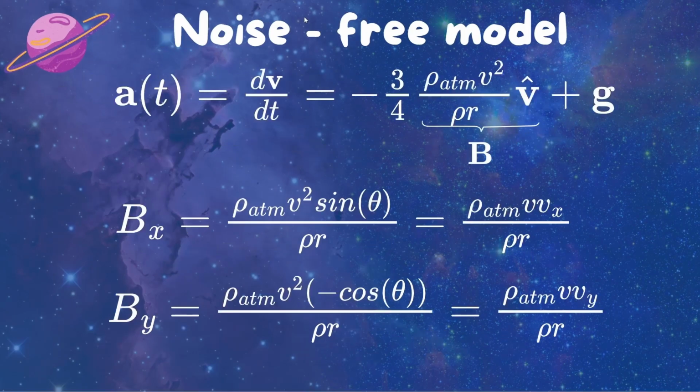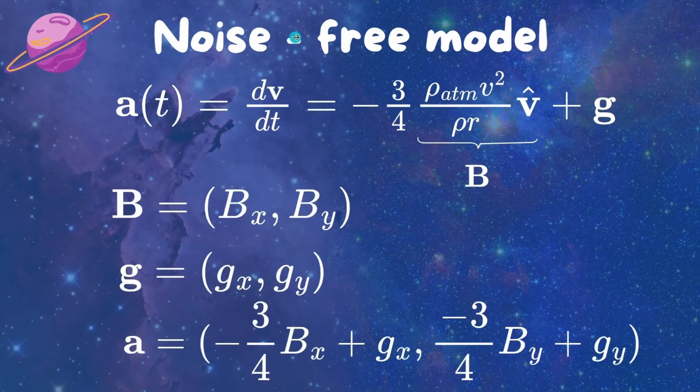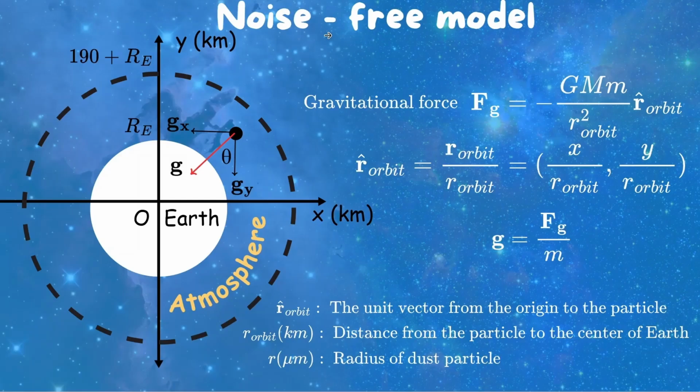Finally, we decompose the acceleration into its x and y components. We can see its components ax and ay are the sum of the air drag and the gravitational pull in that direction. To calculate bx, we just need to multiply v squared by sine, while by is v squared multiplied by minus cosine. Now, to determine the exact two components of acceleration, we also need to find gx, gy. When the particle is at the position shown in the figure, we have the formula for gravitational force acting on the particle, in which r orbit hat is a unit vector from the origin to the particle. We also know that gravitational acceleration g is gravitational force Fg divided by particle mass.